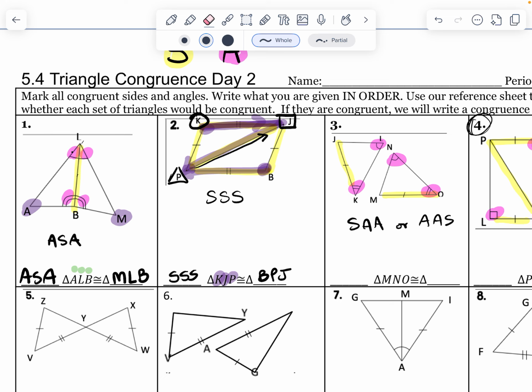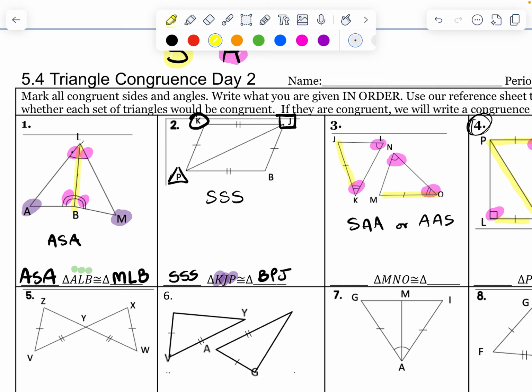Think about it. If we had these folded on top of each other, like my B would line up with my K, but technically these angles, they're not going to, it's not a fold, y'all, it's a rotation. So this angle lines up with this angle, and this angle lines up with this angle. So it's a rotation, so you have to be careful about your order.